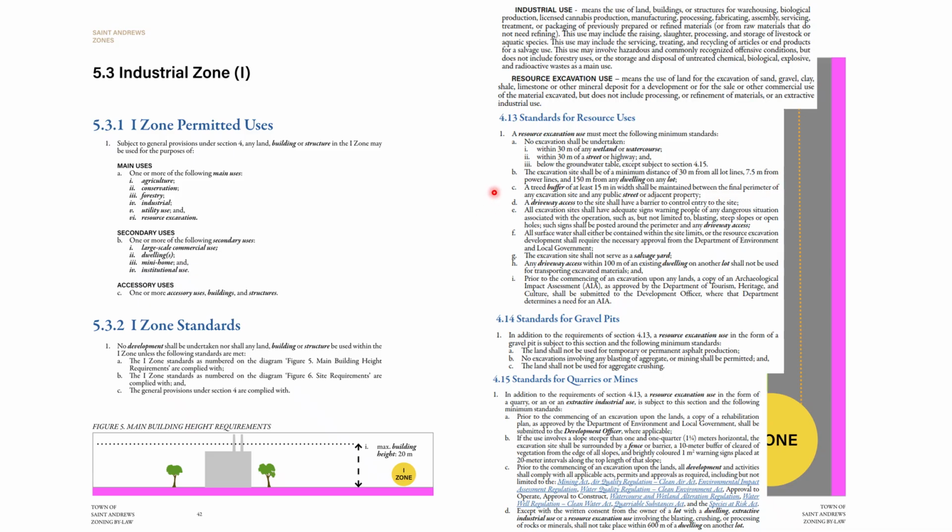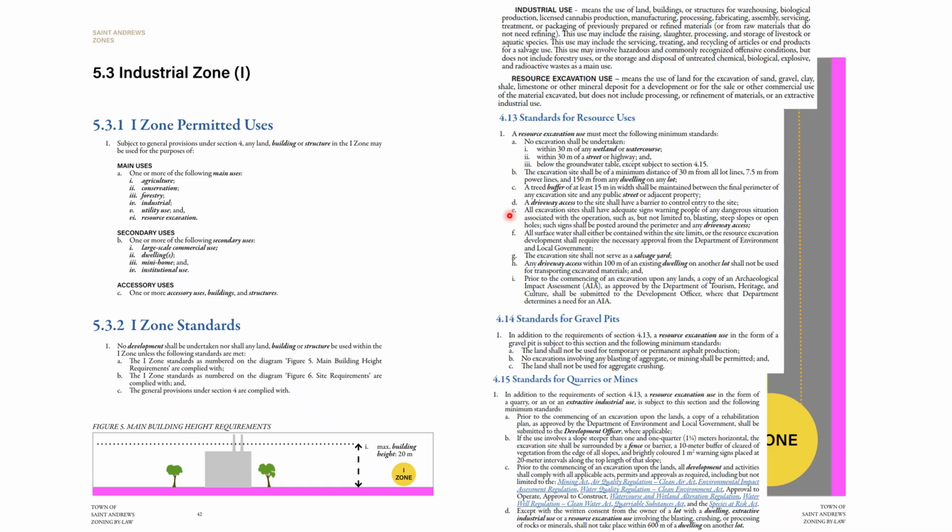A treed buffer of at least 15 meters in width shall be maintained between the final perimeter of any excavation site and any public street or adjacent property. A driveway access to the site shall have a barrier to control entry to the site. All excavation sites shall have adequate signs warning people of any dangerous situation associated with the operation, such as but not limited to blasting, steep slopes, or open holes. Such signs shall be posted around the perimeter and any driveway access.